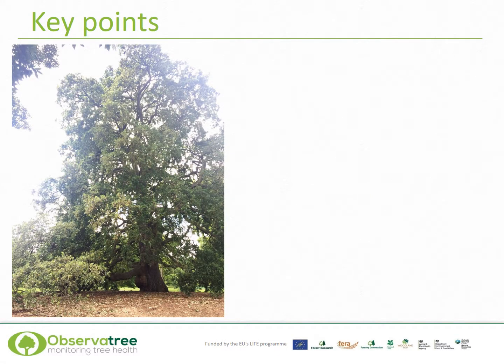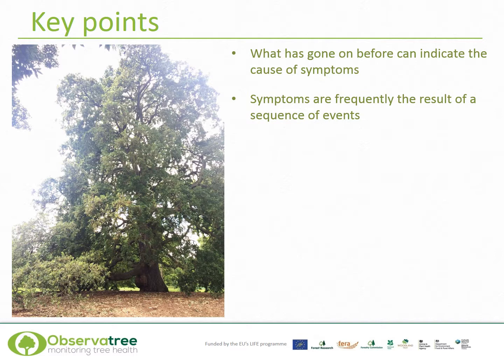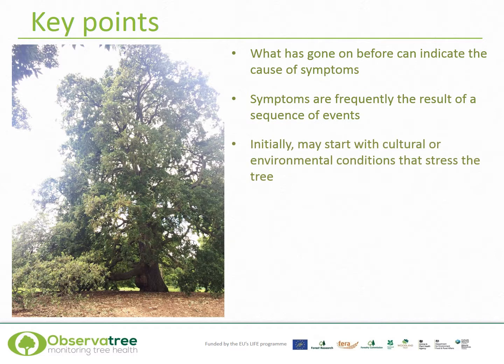This module has hopefully demonstrated the importance of understanding the history and distribution of the symptoms you have observed. Understanding what has gone on before may help to give an indication as to the cause of the symptoms you are seeing. The symptoms that you observe at the time of your survey frequently are the result of a sequence of events, which may initially start with the diverse cultural or environmental conditions that stress the tree and make it more favourable to pest and disease attack.